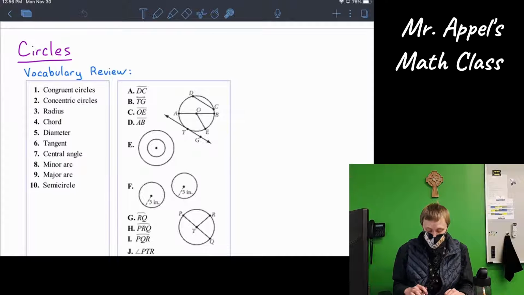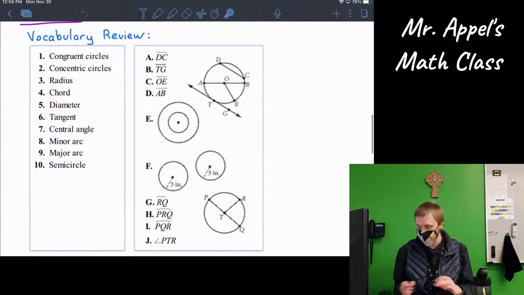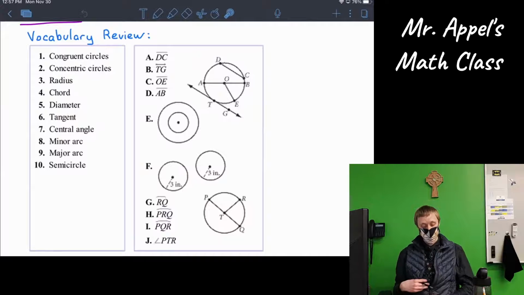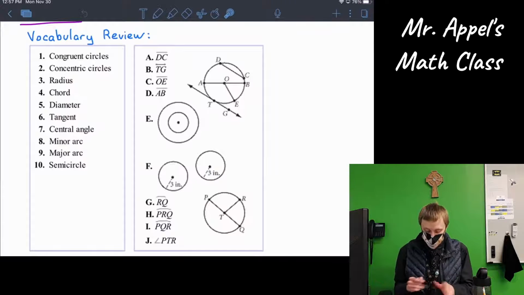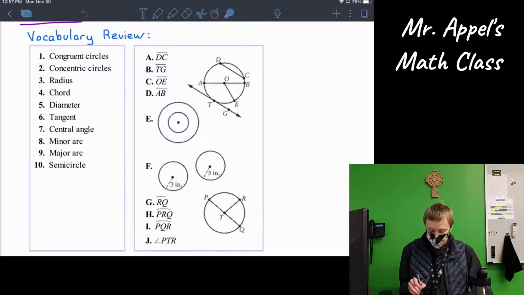Before going in there, quick vocabulary review to make sure we're all on the same page, so that when I say a word, you have the same picture and idea in your head. Let's run through these real quick. Give me your answer in chat. From the images and selected names of things on the side here, which letter, A through J, best represents congruent circles?